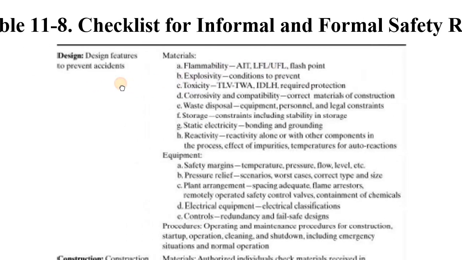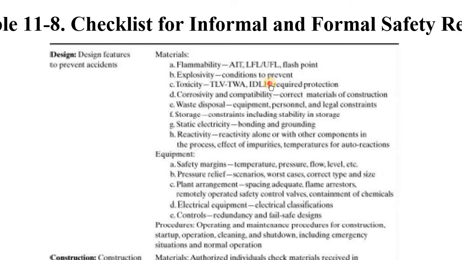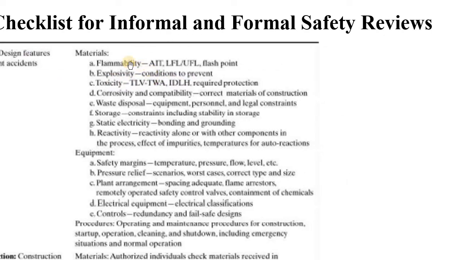And here you can see the design features to prevent accidents, and they sit together, they identify the materials they have. Well, what are the materials that are flammable in our system? These are the materials. So we need this information, the auto-ignition temperature, the lower flammability limit, the upper flammability limit, and the flash point of all flammable materials, okay? And so on.